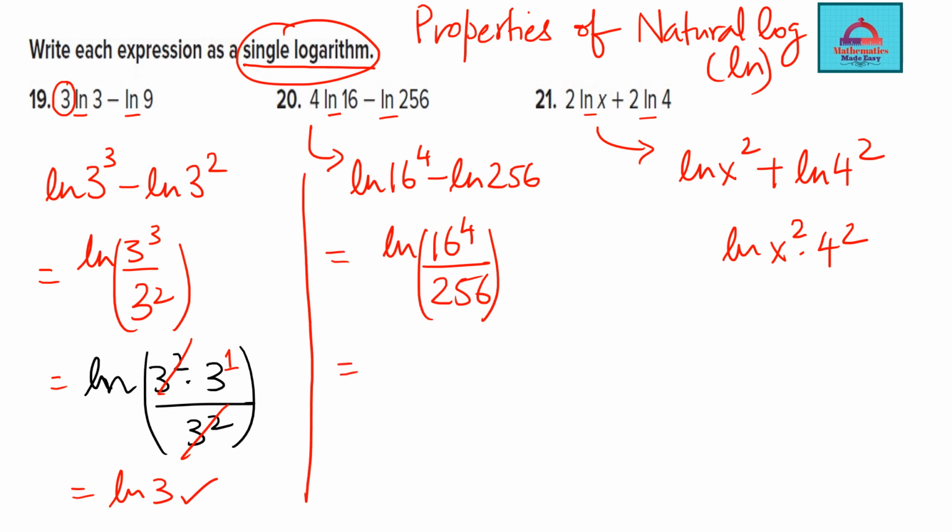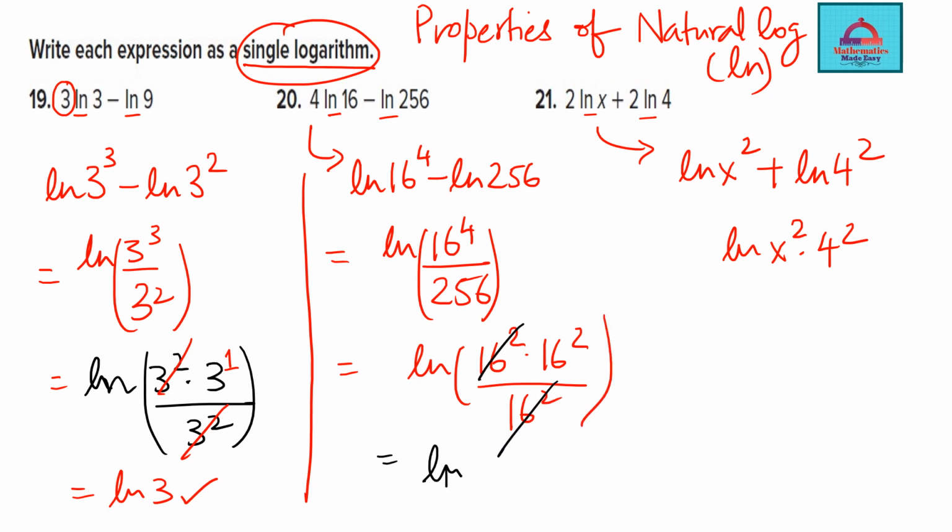Let's do this one also. So here ln 16 to the power 2, and 256 is 16 square. So you may cancel the common term. You are left with ln 16 square, which is 256. Again, it's a single logarithm.